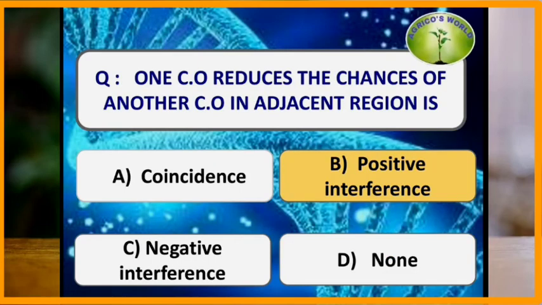One crossing over reduces the chances of another crossing over in adjacent region. What is this termed as? If one crossing over reduces the chances of another crossing over in adjacent region, it is the positive interference. When one crossing over increases the chances of another crossing over in adjacent region, it is the negative interference. The positive interference takes place in eukaryotes and prokaryotes, whereas the negative interference takes place in Aspergillus and bacteriophages.